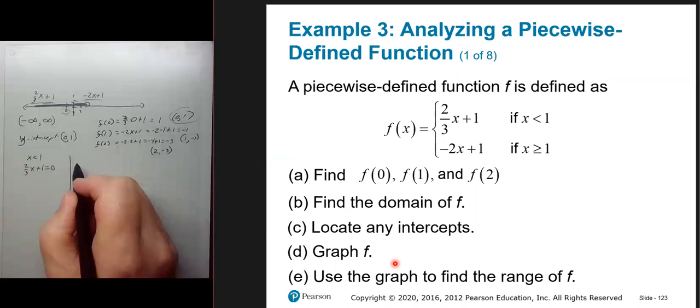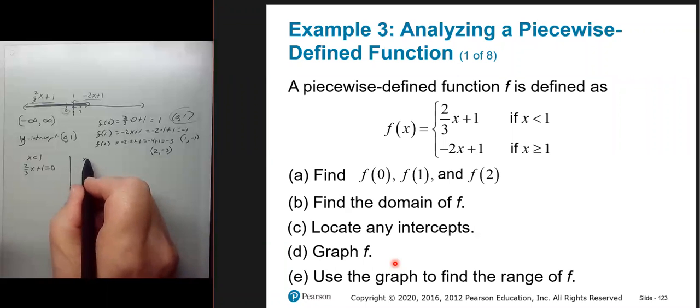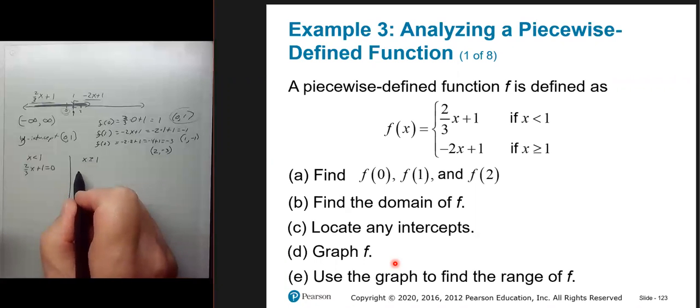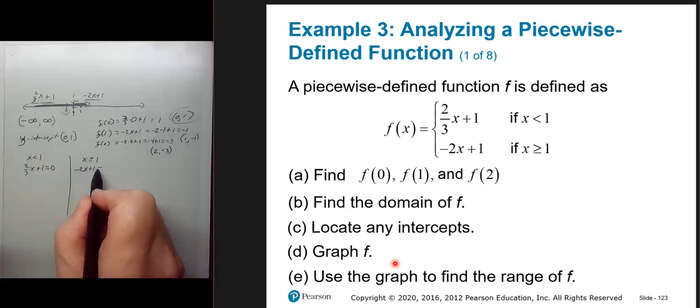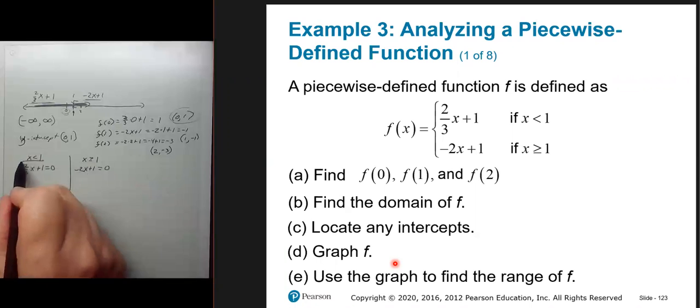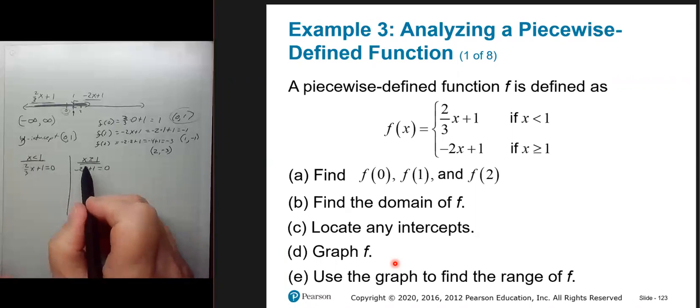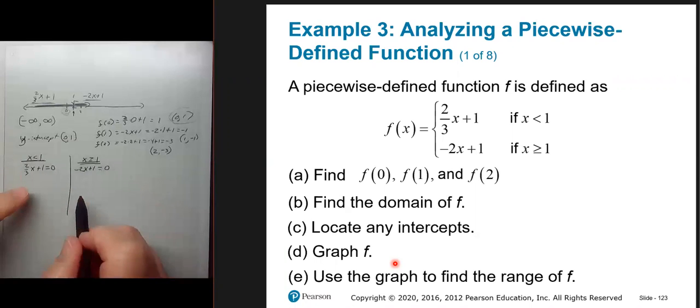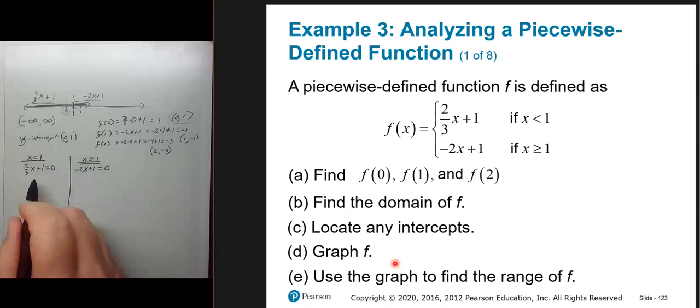And then I'm going to look at the other portion of the domain where x is greater than or equal to 1. And so I'm going to set that part of the function, the negative 2x plus 1, and I'm going to set that equal to 0. And I'm going to see if the x values I get here fit the criteria, fit the domain for that particular portion of the function.